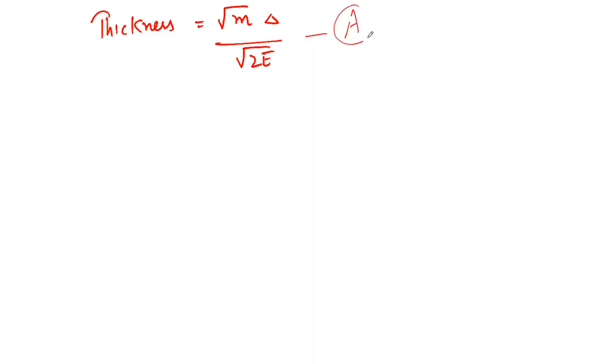So the thickness of this hypershell comes out to be of the order of under root m into delta over under root of 2e. So this is, let us say, equation number A.